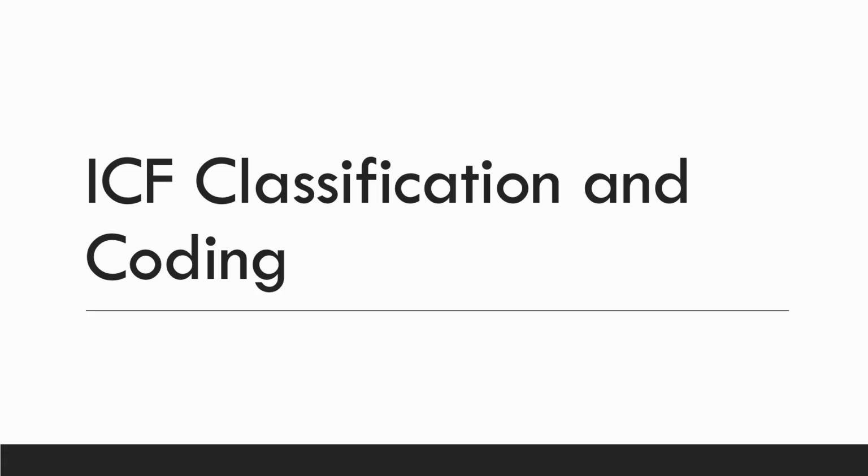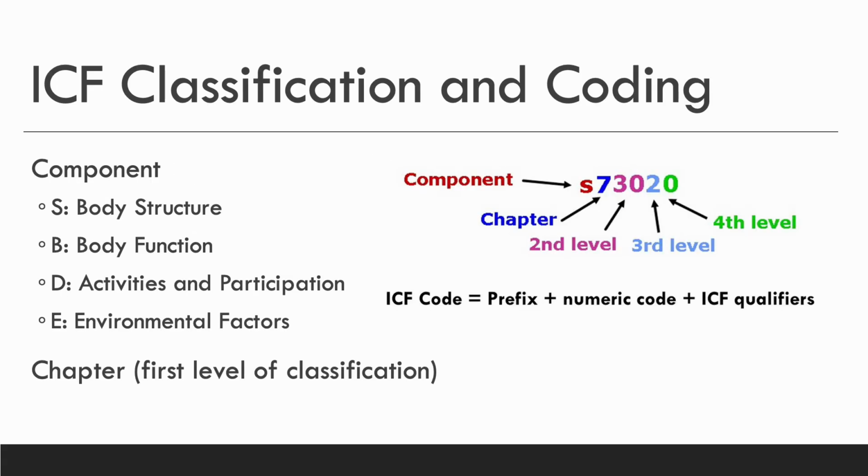So getting more into the ICF classification and coding. This is going to show us a little bit more of how to code and what an ICF code actually looks like. The components are listed here. The S is going to be body structure, the B is going to be our body function, the D is going to be the activities and participation, and the E is going to be the environmental factors. So again, this right here is going to show us a little bit of a breakdown of how we're going to be looking at that within an ICF system.